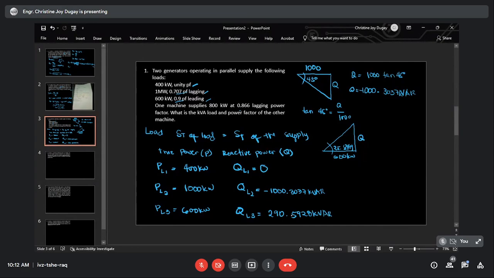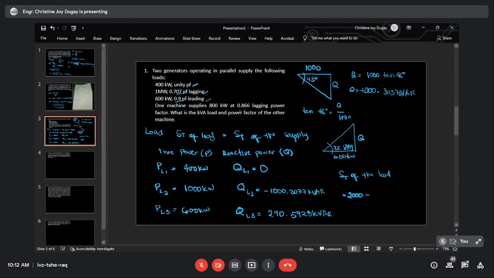Take the total of all of them. Add them together, just take the summation. And what is now the value of the total S of the load? That is now equal to, what is the value of our P? 600 plus 400 is 1,000, then 1,000 more, that is 2,000.